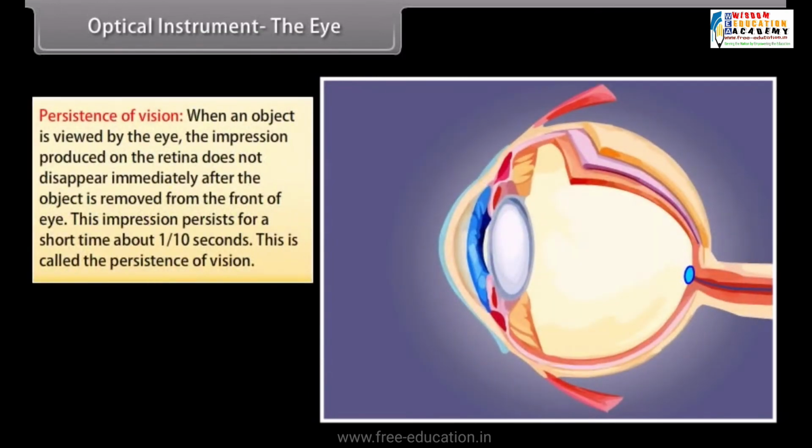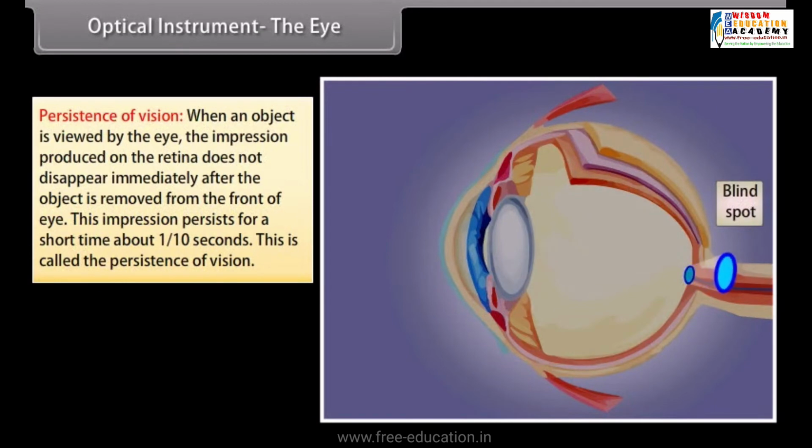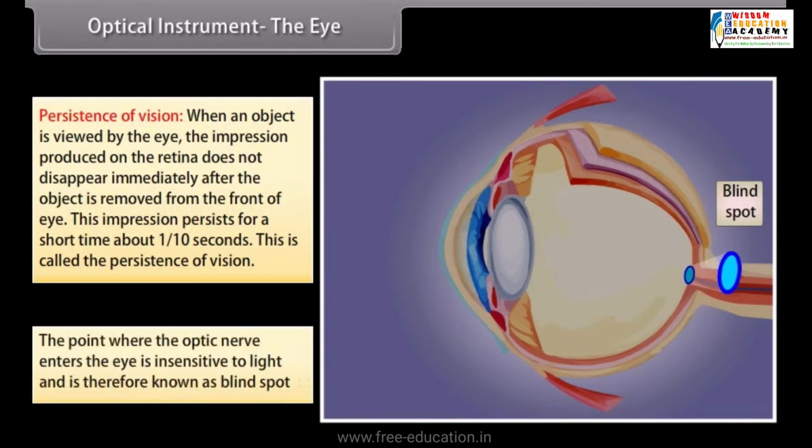Persistence of vision. When an object is viewed by the eye, the impression produced on the retina does not disappear immediately after the object is removed from the front of the eye. This impression persists for a short time, about 1 by 10 seconds. This is called the persistence of vision. The point where the optic nerve enters the eye is insensitive to light and is therefore known as the blind spot.